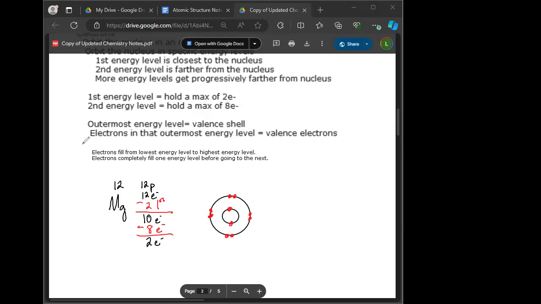Well, the second energy level is full. So now these last 2 electrons don't have any other choice but to sit on this last energy level, the third energy level, like that. So these were on the second energy level, and now these last 2 are on the third energy level. And now there's no more left.